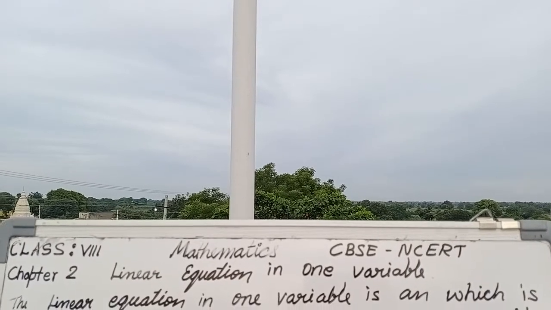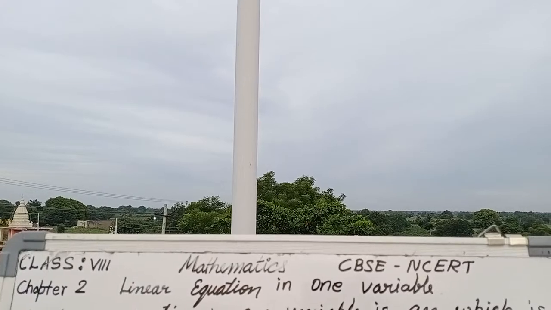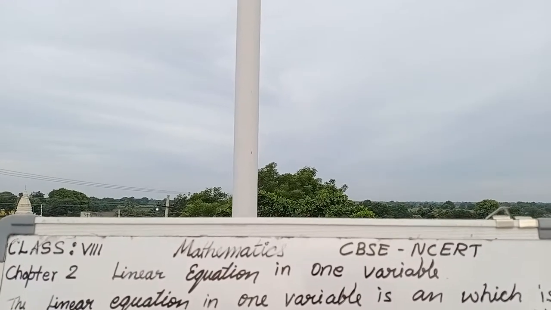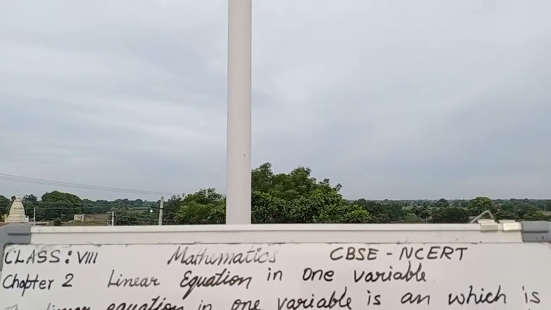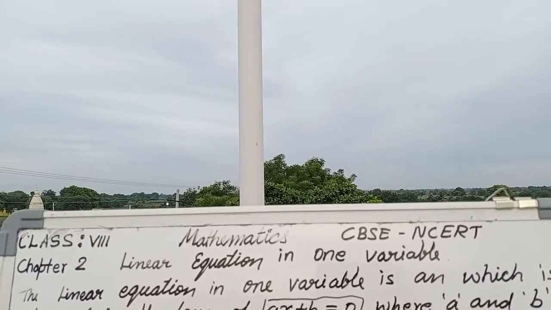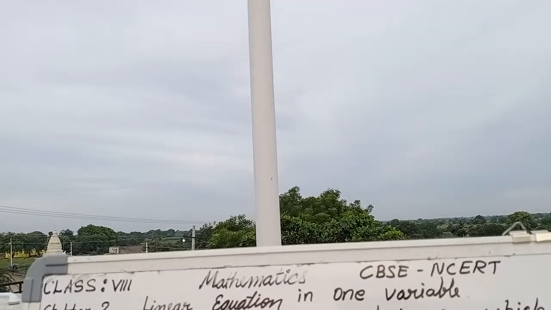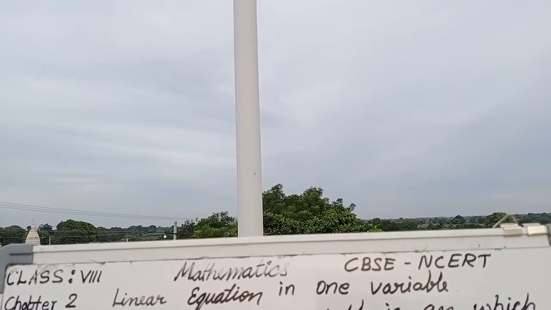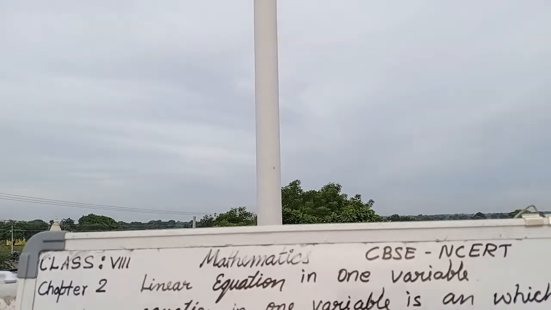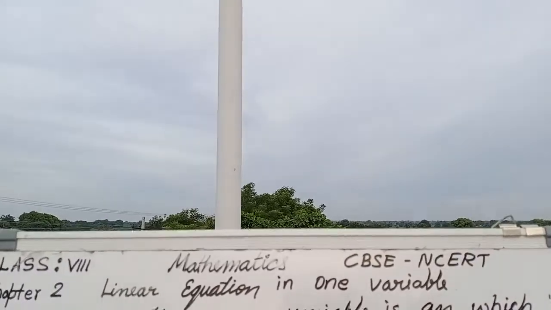What is a linear equation in one variable? You know very well what a variable is. It is an unknown value that we indicate by small letters from a to z. Any one letter you can choose to represent the variable. A variable is an unknown value, but we are going to find its value. What is linear? Linear means it gives a line, a straight line.